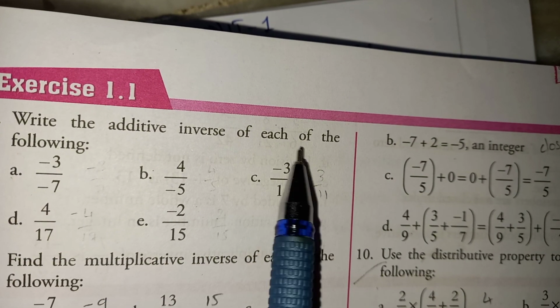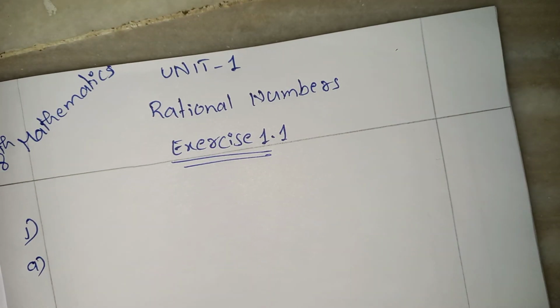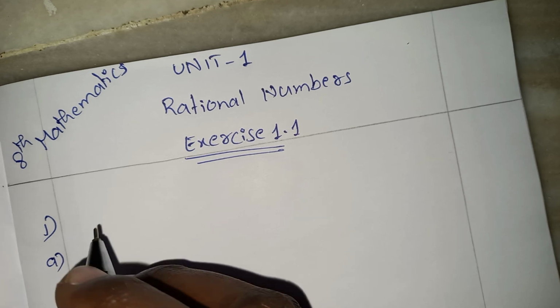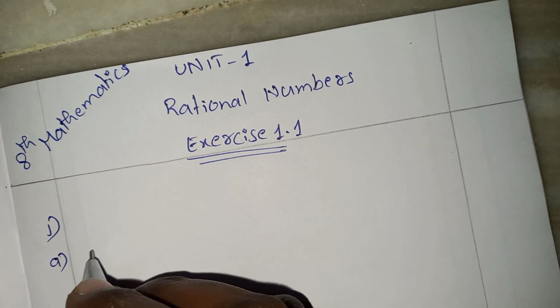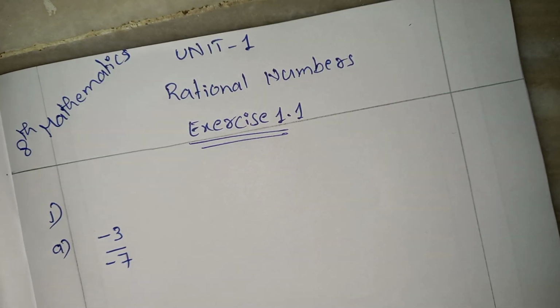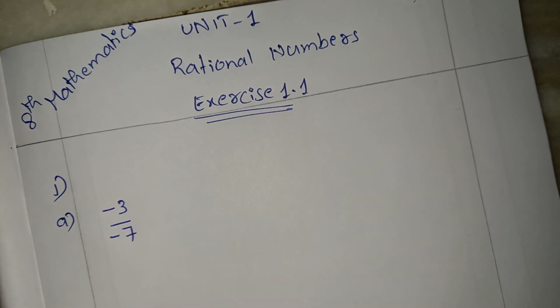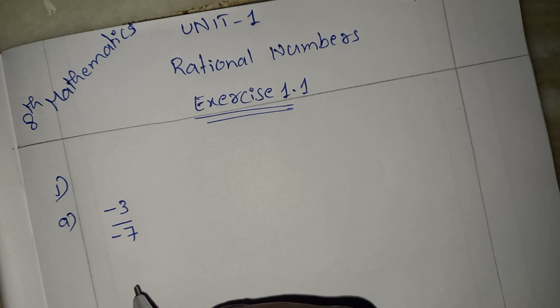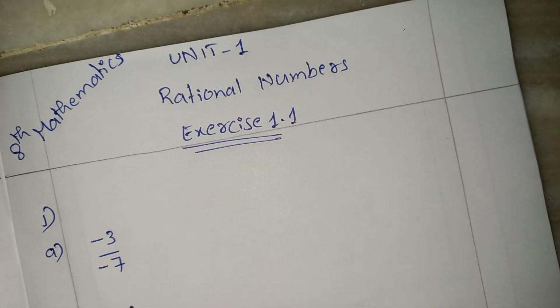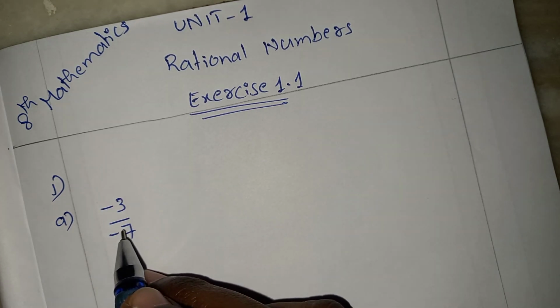Write the additive inverse of each of the following. What are they asking? Additive inverse. To solve these exam questions, you must learn the different types of properties. Now, first A, minus 3 by minus 7. Additive inverse means if you add two numbers, the result should be 0. So, which number do we have to add to this number so that we can get 0?